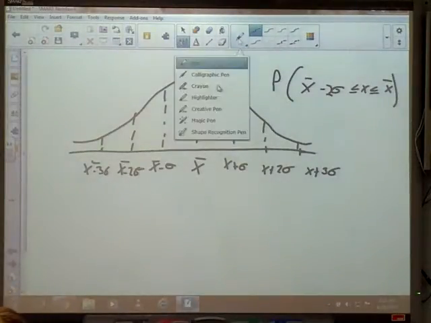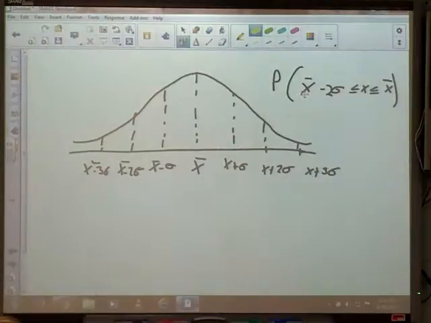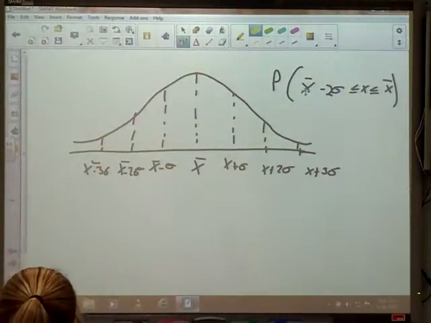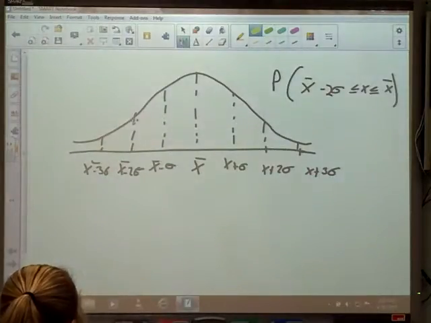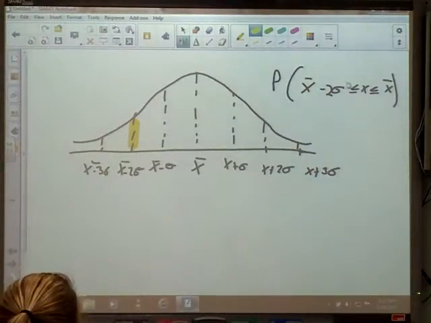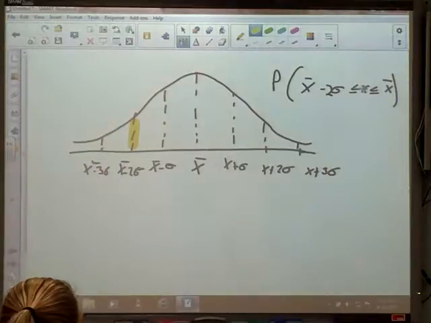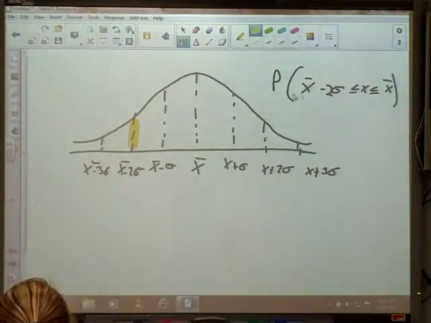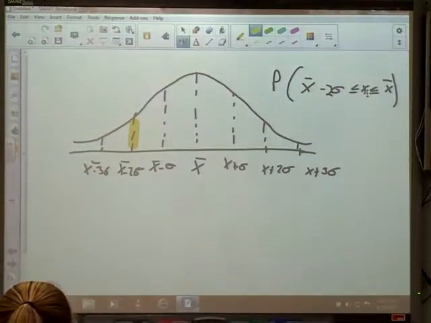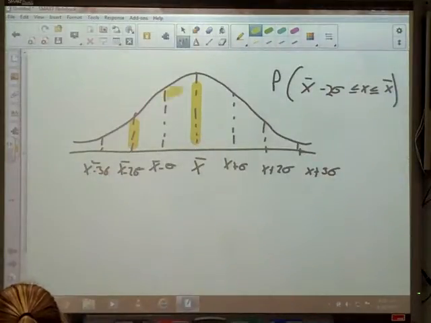Let's look at the area that this is concerned with. Standard deviation, taking 2 of those away from the mean, so that would get 2 right here, right? It says x has to be greater than or equal to that, so I'm going to the right of that. But then x has to be less than or equal to the mean. So here's my mean, less than or equal to that. So on this particular problem, this is the area I'm concerned with.